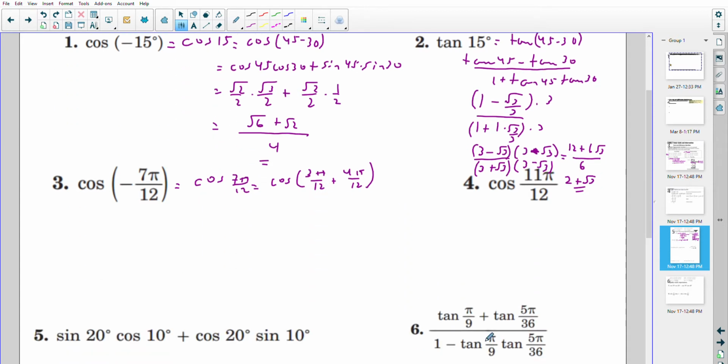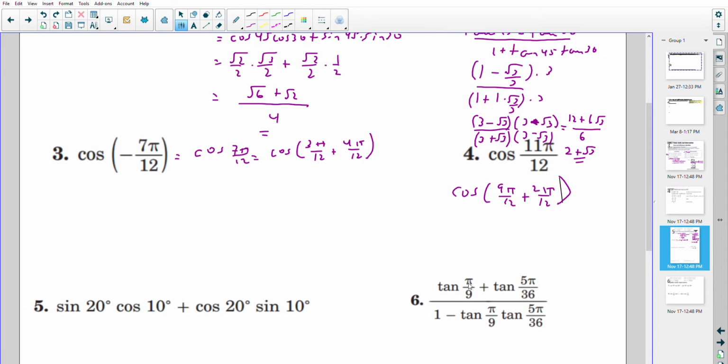Same thing with the cosine of 11 pi over 12. I'm thinking about how can I write it in terms of 12. It looks like 9 pi over 12 plus 2 pi over 12. And again, if I were to break those down, I would have 3 pi over 4 and pi over 6, and then expand and get your answers.